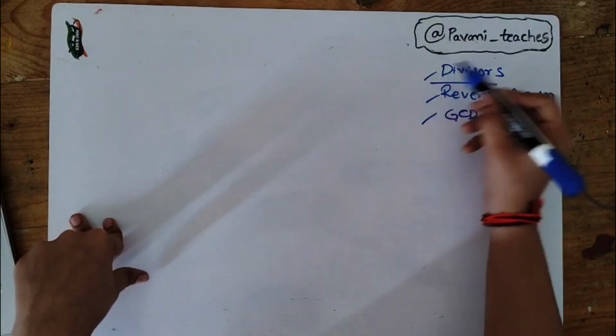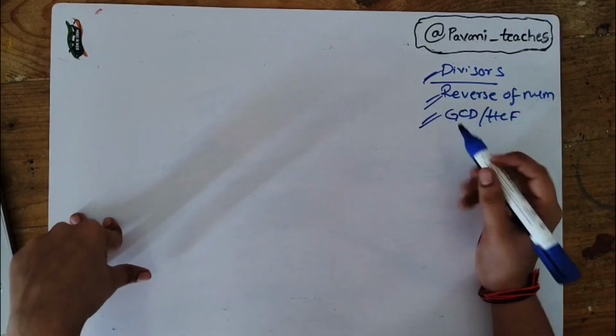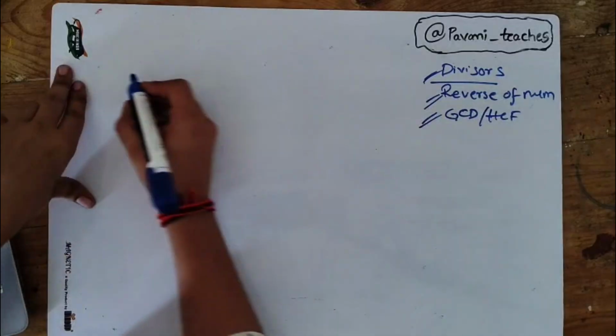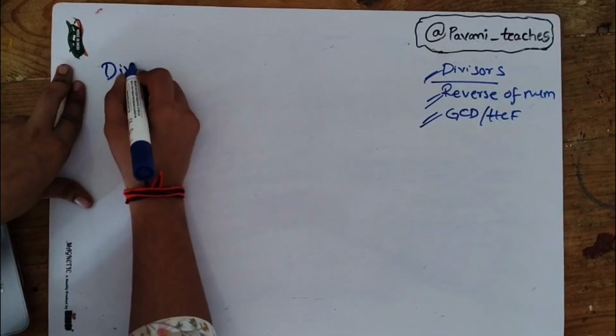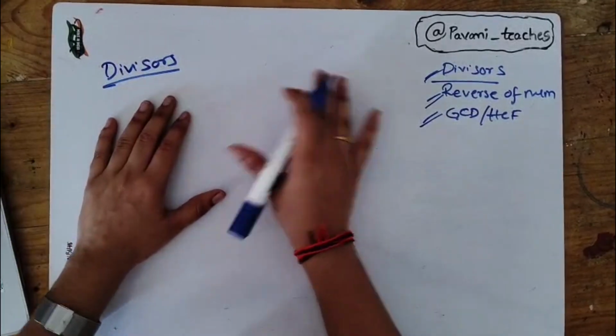Today we'll discuss these three topics: divisors, reverse of a number, and GCD or HCF. First, we'll start with divisors. I'll explain the logic part at the beginning, then I'll go with the code.